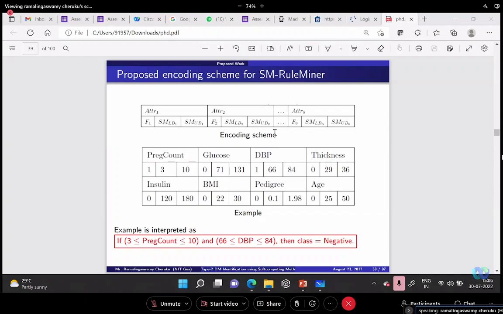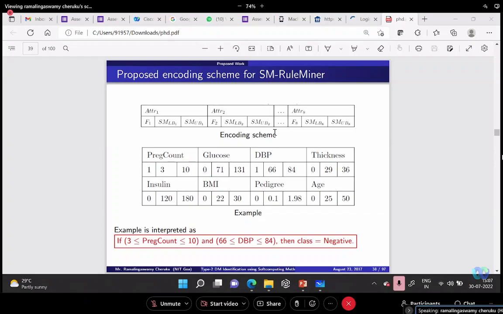The first part is a flag value. The pregnancy count is encoded as a triplet. In the triplet, the first is a flag, the second is the lower bound, and the third one is the upper bound of your feature value. So 1, 3, 10 we can interpret as: if the feature value is between certain ranges, 3 and 10. The lower bound and upper bound decide the range.